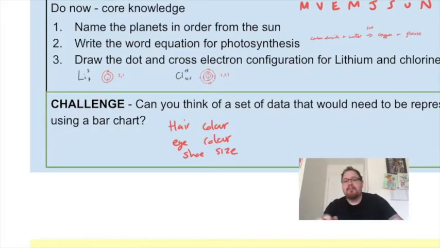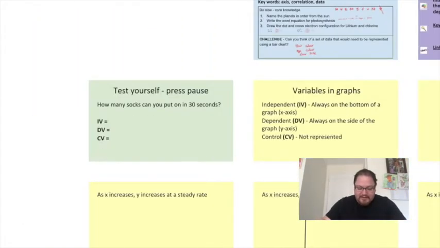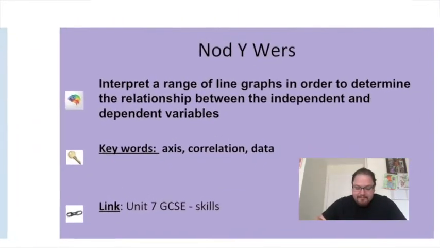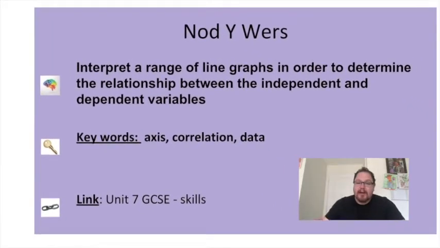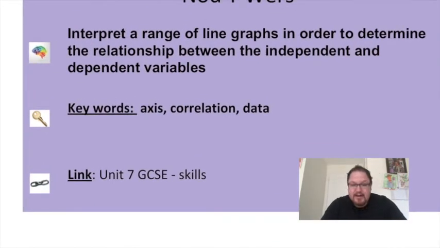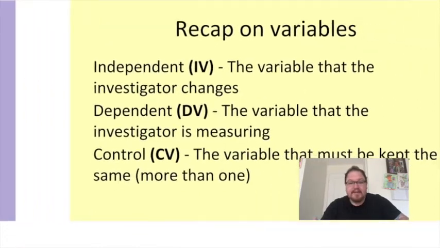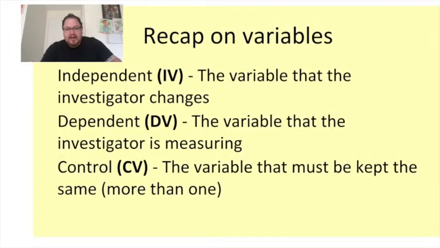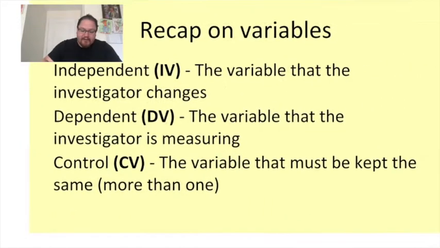But today we're going to be concentrating on line graphs. Your learning objective for today is to interpret a range of line graphs in order to determine the relationship between independent and dependent variables. We're going to do a bit of a recap on variables. We've got your keywords there, and this is linked to your Unit 7. Everyone's going to be doing one of these eventually, so this is why it's really good to deliver to all years.